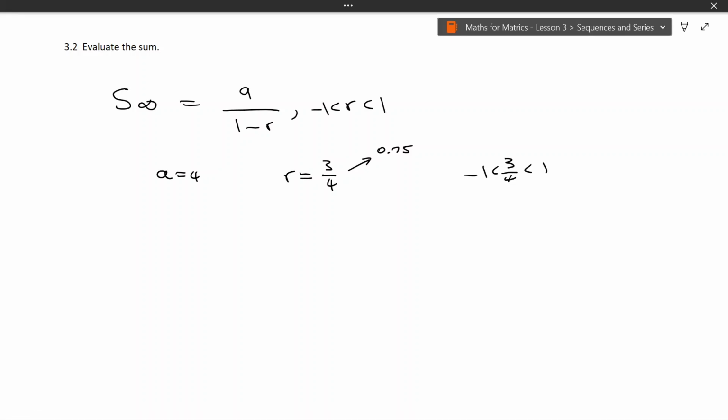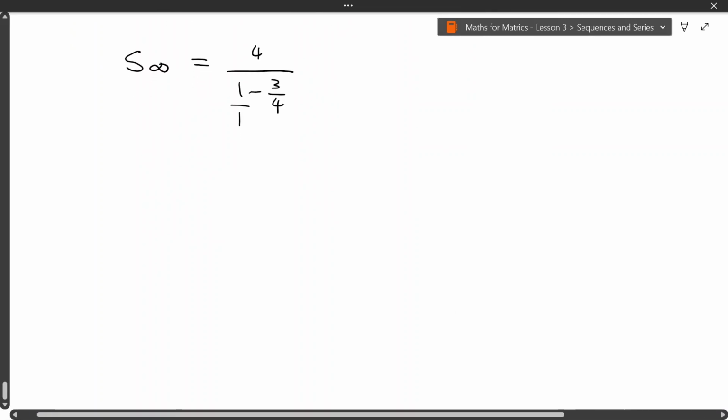Now, let's substitute our a and r into the formula. Our denominator now contains another fraction that we need to take care of. Let's turn 1 into a fraction by writing it as 1 over 1. At the top, we still have 4. But at the bottom, we have two fractions separated by a minus sign that we need to manipulate.